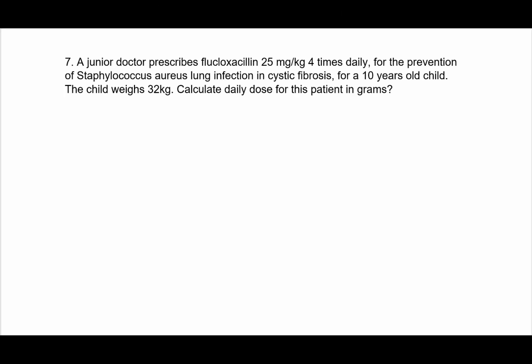Let's move on to question number 7 quickly. We have a junior doctor who prescribed flucloxacillin 25 milligram per kg 4 times a day for the prevention of Staph aureus for a 10-year-old child. The child weighs 32 kg. Calculate the daily dose for this patient in grams.